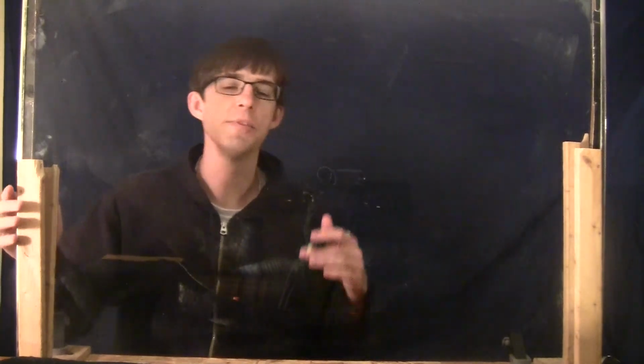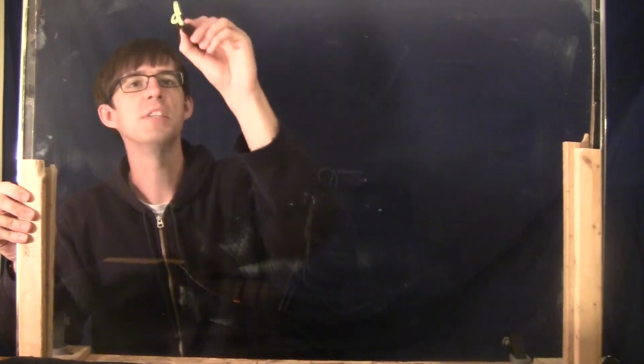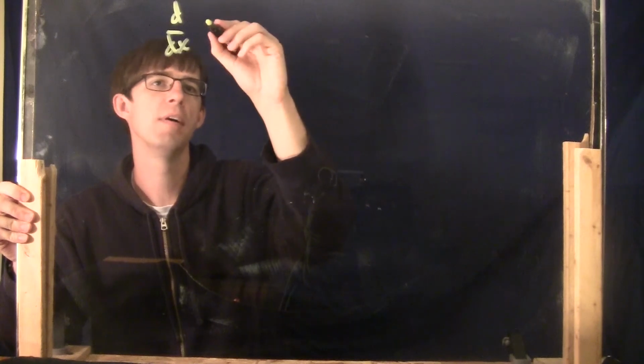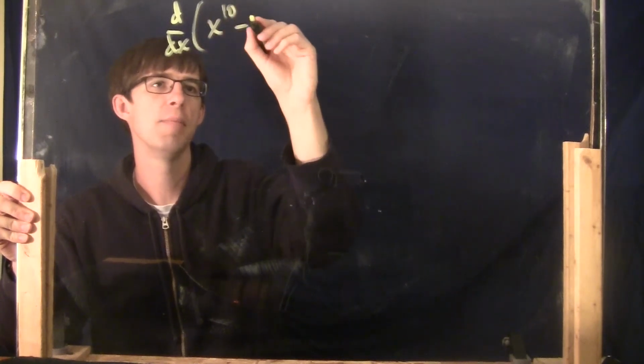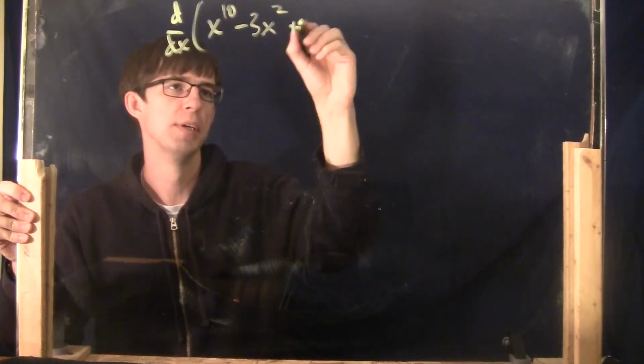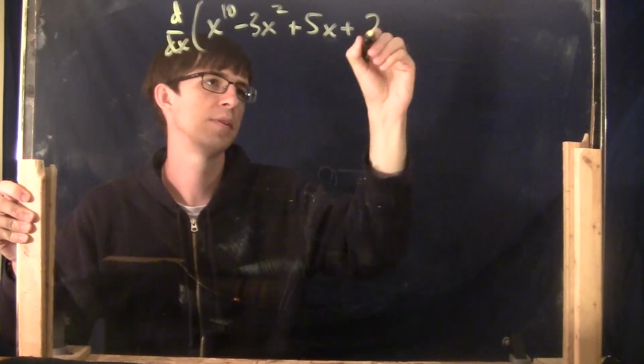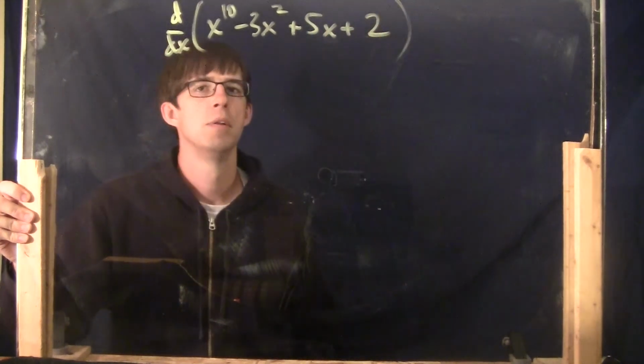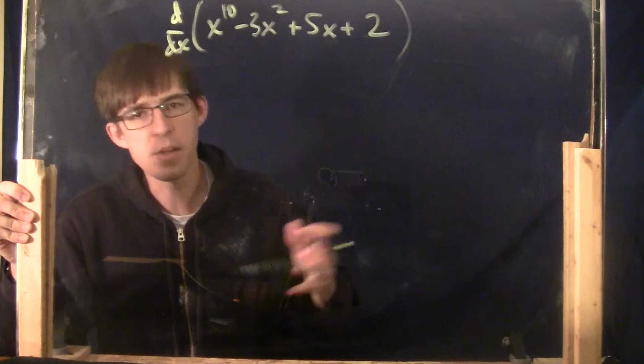All right, two more examples. I got an easy one and a hard one. Here's an easy one. How about the derivative of x to the 10 minus 3x squared plus 5x plus 2. This is the easy one. It's just like the one I said before.